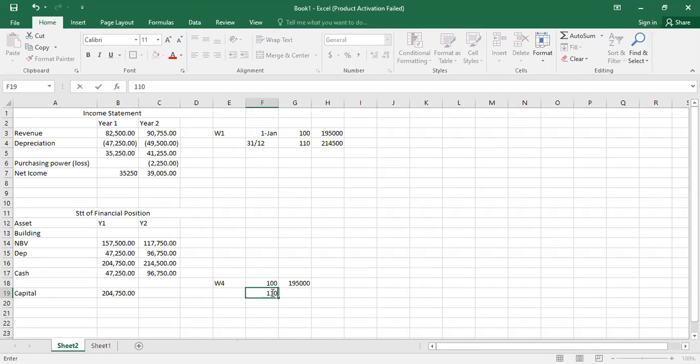What about 110 as at the end of the second year? We have the figure. It is 214,500, isn't it?